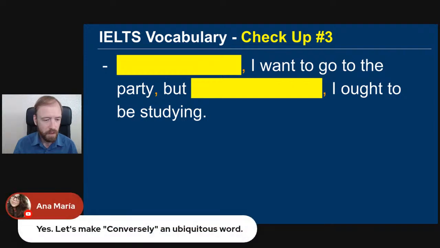Now, Anna Maria, you say let's make conversely a ubiquitous word. Ubiquitous starts with the Y sound, so we cannot say an. We have to use a ubiquitous word. A ubiquitous word.